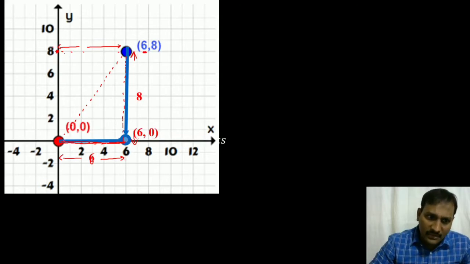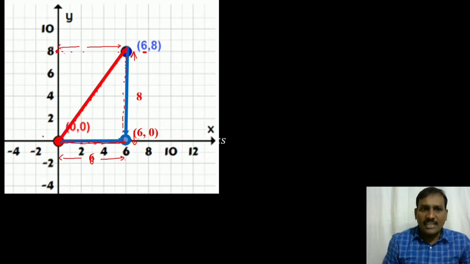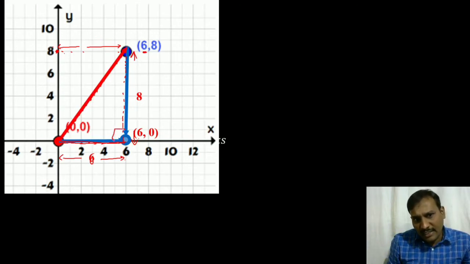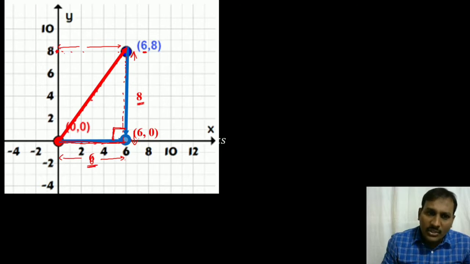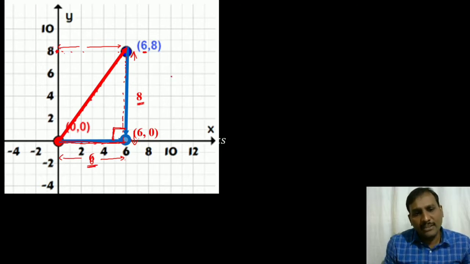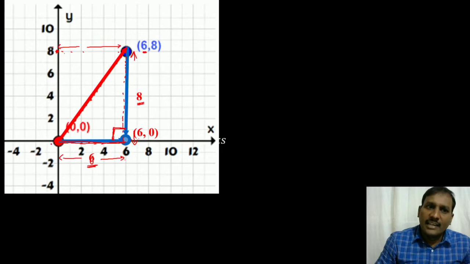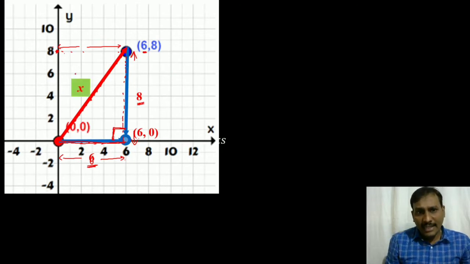Now if you observe this, a triangle is formed here. Clearly it is a right angle triangle because x-axis and y-axis are perpendicular to each other. Now we know that this distance is 6 units and this is 8 units, and it is the hypotenuse. By using Pythagoras theorem, can't you find the distance between these 2 points? Let us say this is x. Now can I say x square is equal to 6 square plus 8 square? By using Pythagoras theorem, yes.